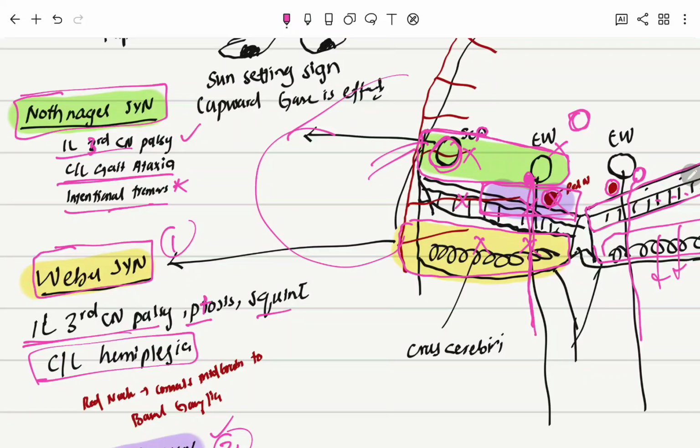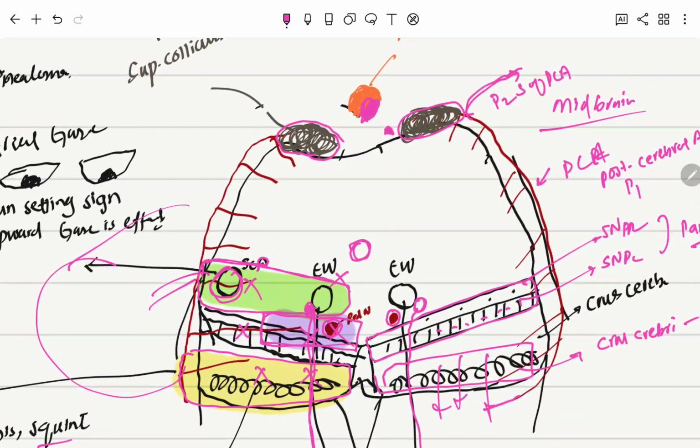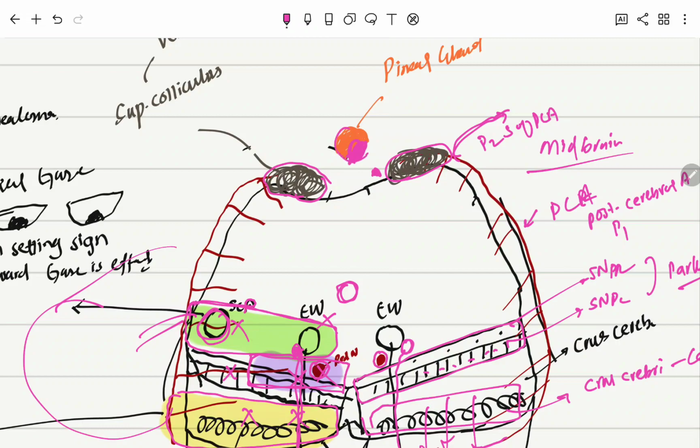Okay, so I have discussed the three syndromes that are related to infarct. Let's discuss another syndrome that is related to the pineal gland. We have the pineal gland here, present in the midbrain, on the posterior aspect of the midbrain. When there's a tumor of that, there is pinealoma. This actually controls the circadian rhythm.